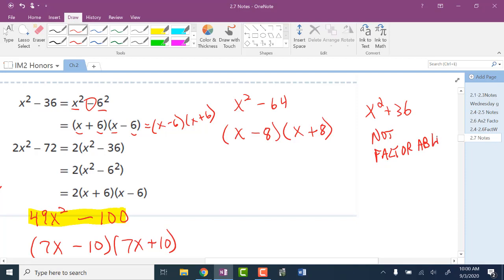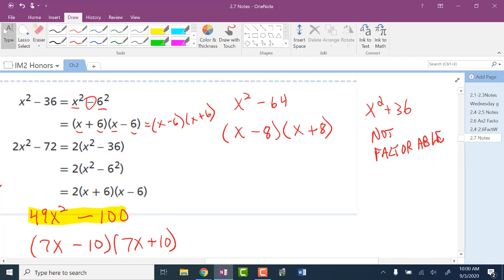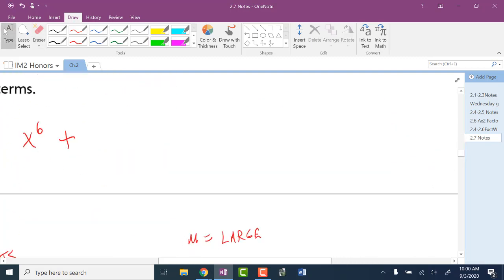There's nothing you could break down there that makes that a binomial times a binomial. Impossible. Don't say x plus 6 times x plus 6, because that would factor to have a middle term, and this one does not have a middle term. So I just wanted to clarify that. But a sum of cubes actually does.